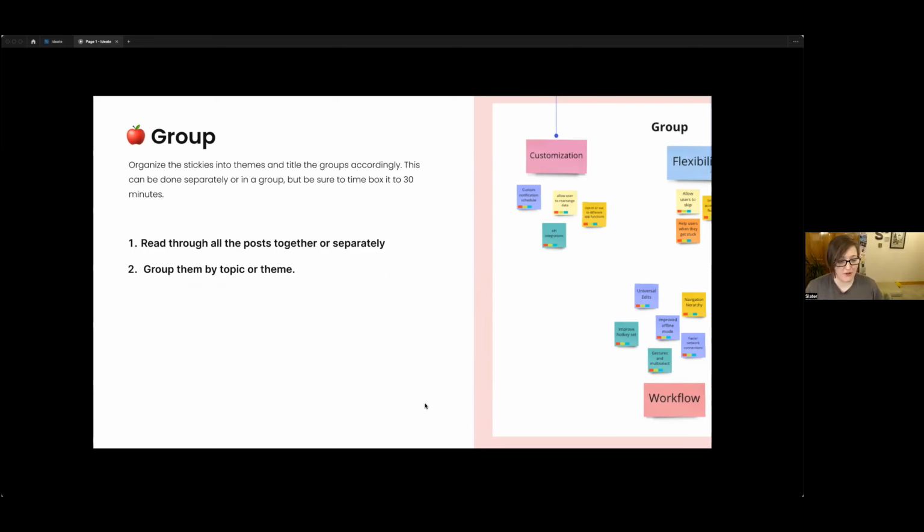I am usually the person who groups things because I'm kind of obsessively finding themes. It's the problem. But a lot of people like to help out with these kinds of things. And so you just pick a name. And then if customization, for instance, over here on the right doesn't fit anymore, you change it. And it's just very fluid. But it's important to group them by topic or theme.